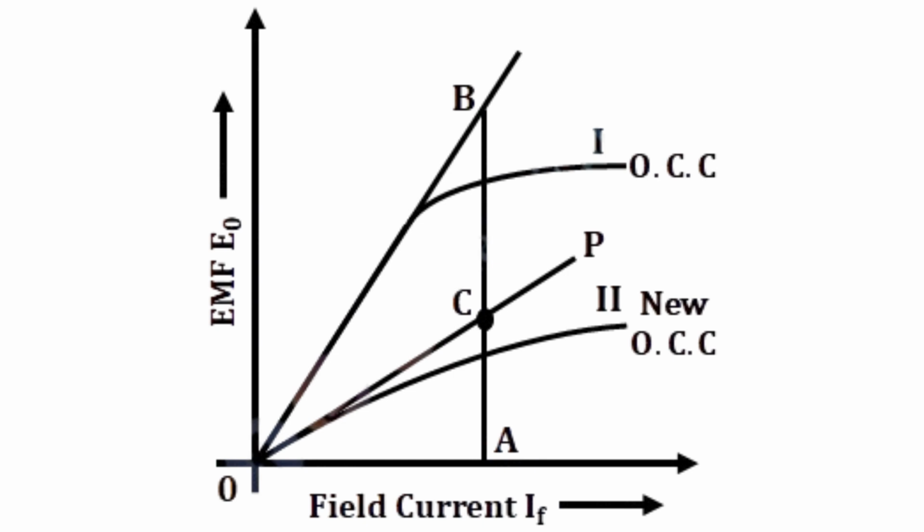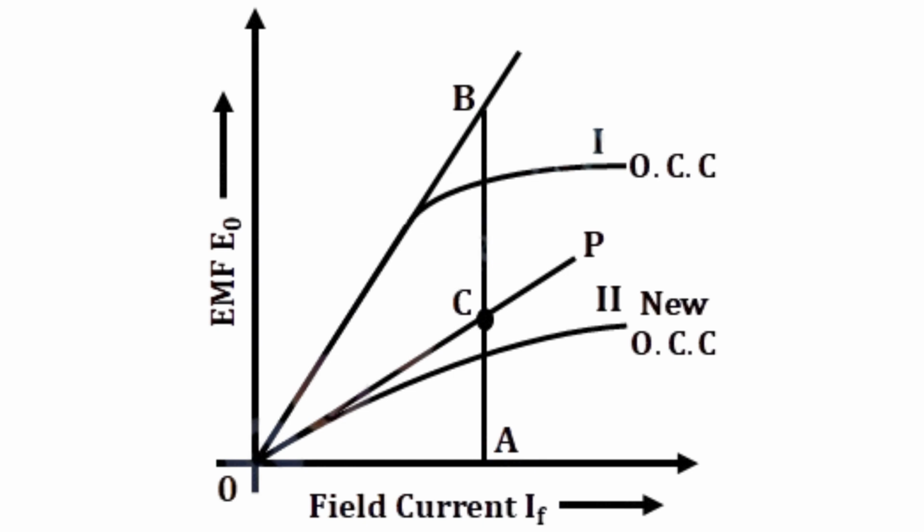Next, we draw a tangent line OB to this curve. This tangent isn't just a line, it's a graphical representation of the shunt field resistance. Now here's where it gets really interesting. We need to determine the critical speed, denoted as NC.